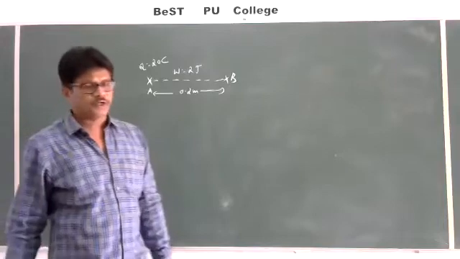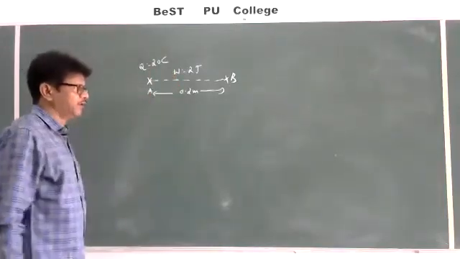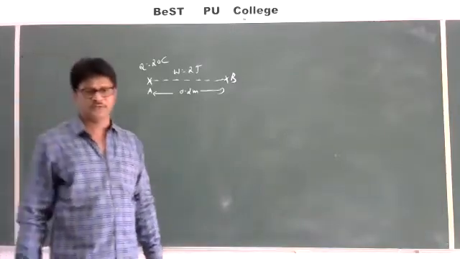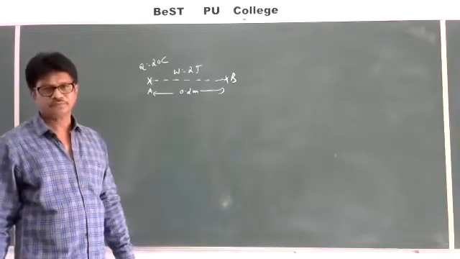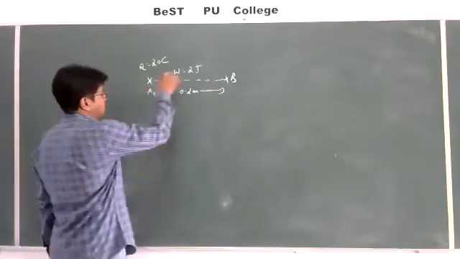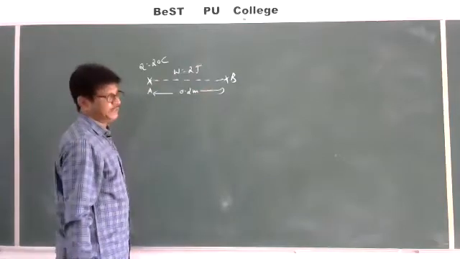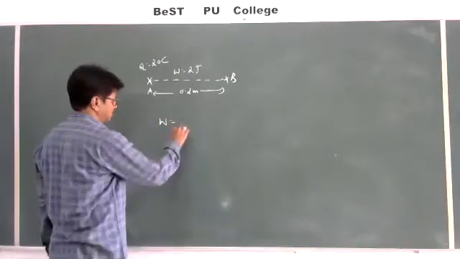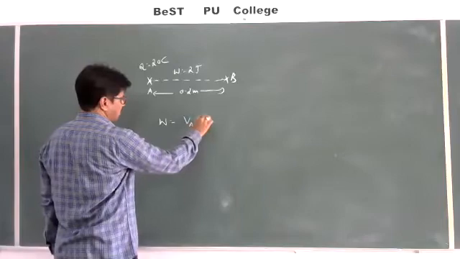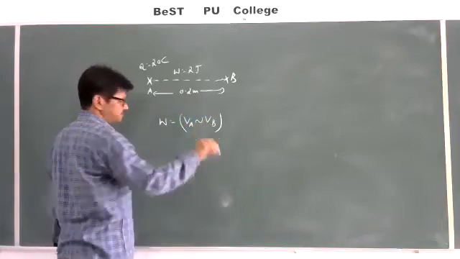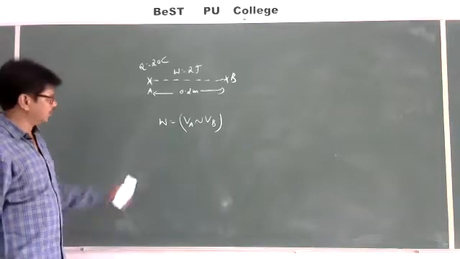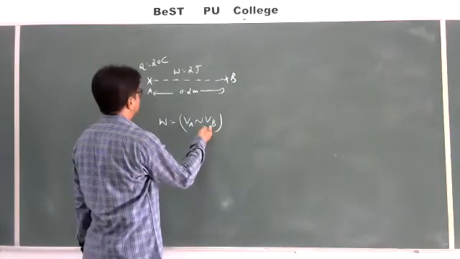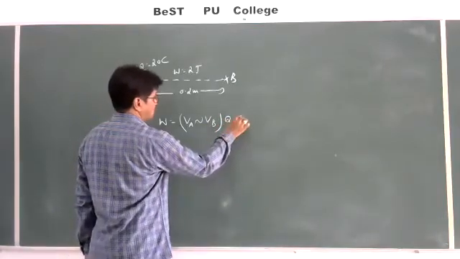Then what will be the potential difference between A and B? So whenever you want to move a charge from one point to another point, the formula to find the work done is equal to the difference in the potential between those 2 points and the charge we are moving.